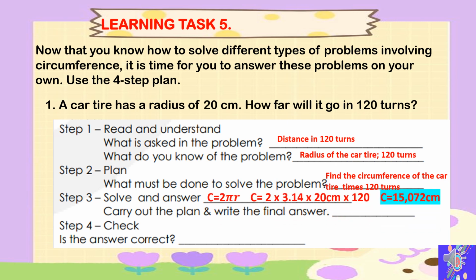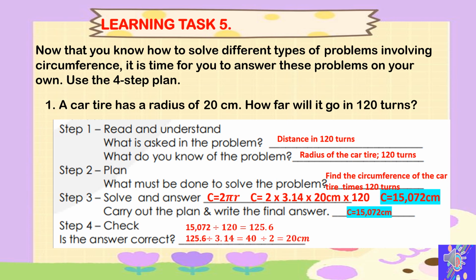Now, let us solve. So, the given is radius, so we will use the formula circumference equals 2 pi r. So, that means 2 times 3.14 times 20 centimeters times 120 turns. Okay, so when you multiply that, the answer will be 15,072 centimeters. And that is our final answer. Okay, so C equals 15,072 centimeters.